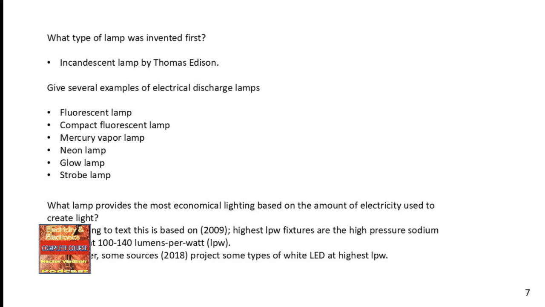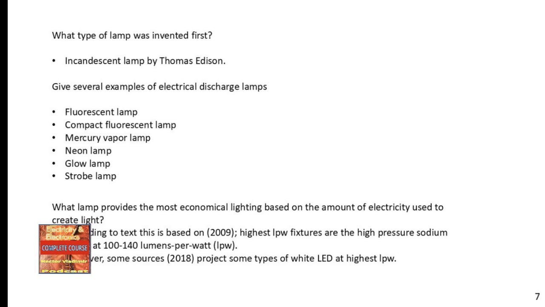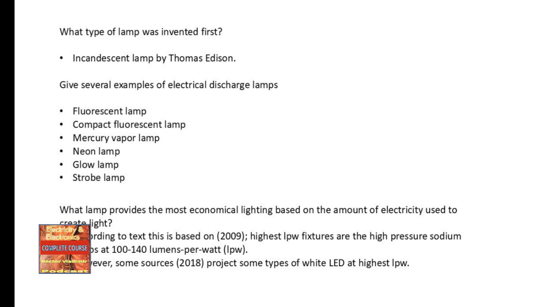Several examples of electrical discharge lamps. First is a fluorescent lamp. Second is a compact fluorescent lamp. Third is the mercury vapor lamp, neon lamp, glow lamp, strobe lamp.